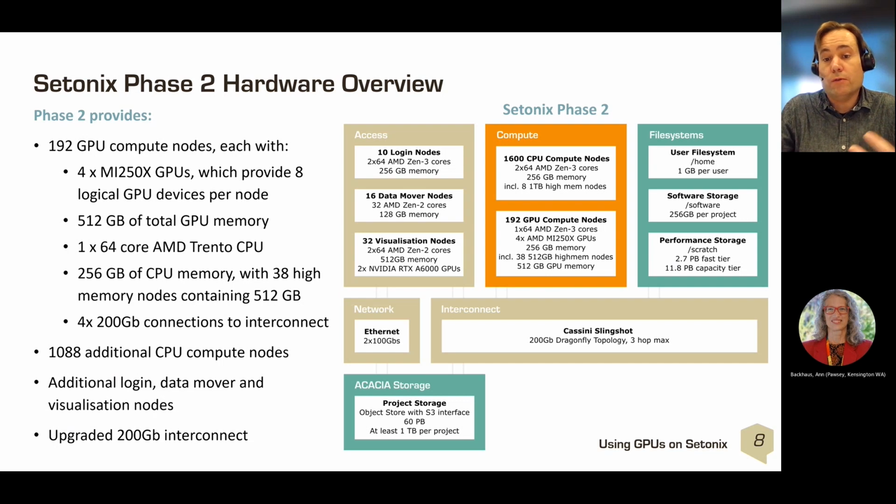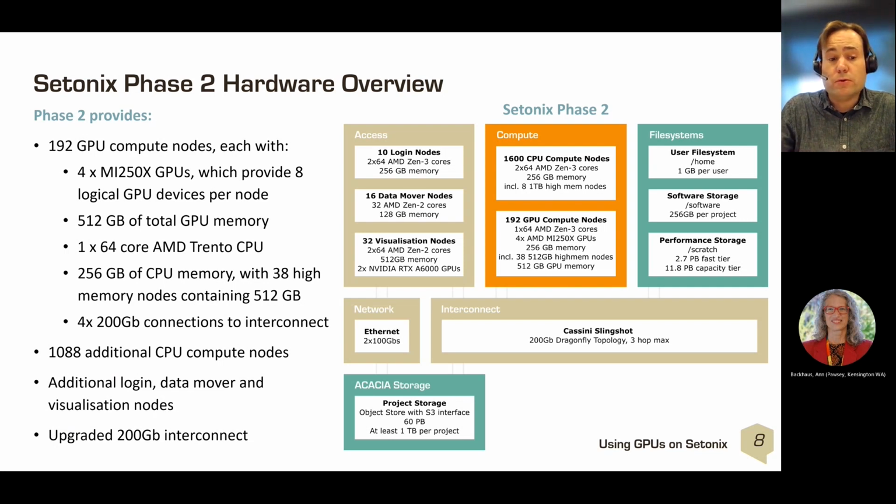And of those 192 GPU nodes, that includes 38 nodes which have 512 gigabytes of CPU memory, if you do have higher CPU memory requirements in your jobs. There's 4 200 gigabit connections to the interconnect per node. And so these are very compute dense and highly networked nodes supporting GPU workflows.